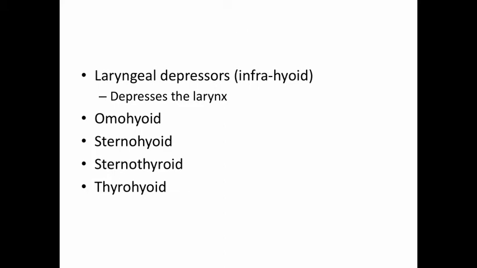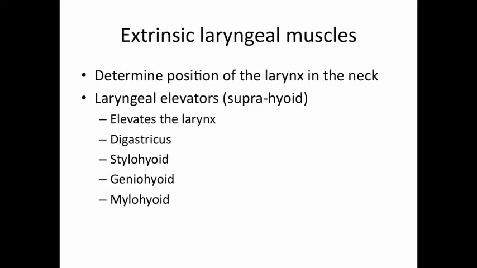The laryngeal elevators elevate the larynx, meaning they lift the larynx high up in the neck, specifically involved during swallowing. Some of the muscles I've listed there are digastricus, stylohyoid, geniohyoid, and the mylohyoid. I'm not going to go into details of that. All I want you to know is laryngeal elevators are muscles that elevate the larynx, and they're situated above the hyoid, suprahyoid, meaning they have one point of attachment to the hyoid and the other point of attachment outside the hyoid above.